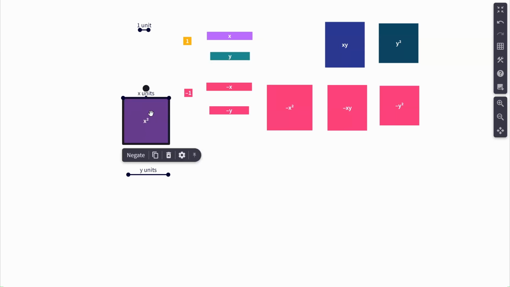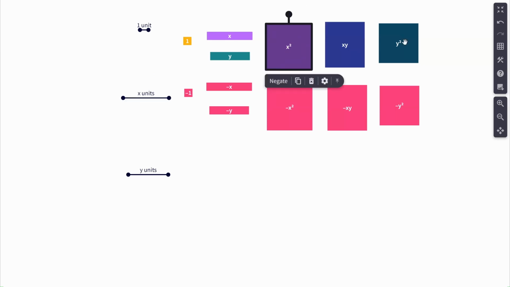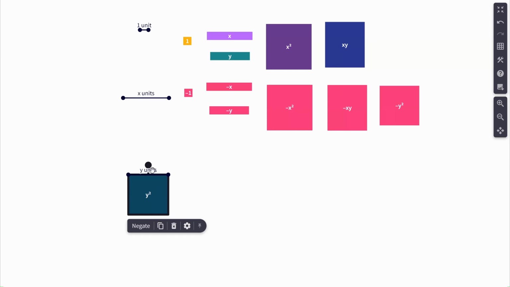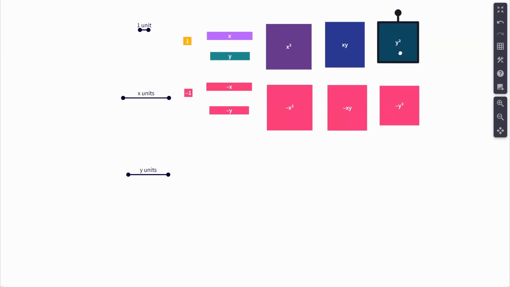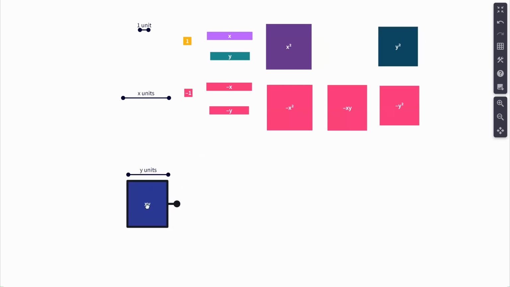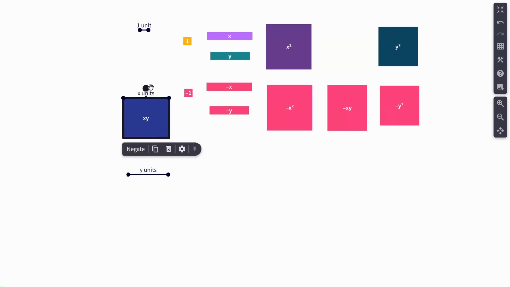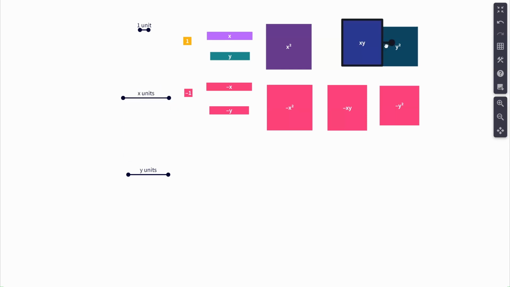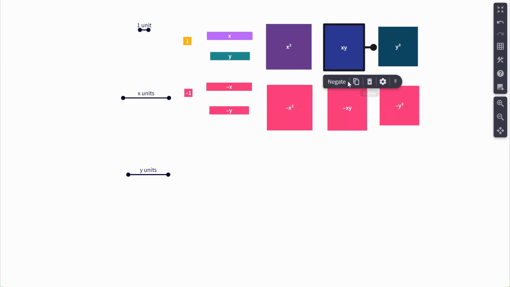X squared, X units long, times X units wide. X times X makes X squared. Y squared, Y units wide, Y units tall. Y times Y is Y squared, and then X times Y, it's Y units wide in this case, and X units tall. So we get this X times Y area. So each of these squares represents the area of the space that it covers. Let's not worry about the pink ones with the negative signs quite yet. Each of these is the area of the number of squares that it covers.